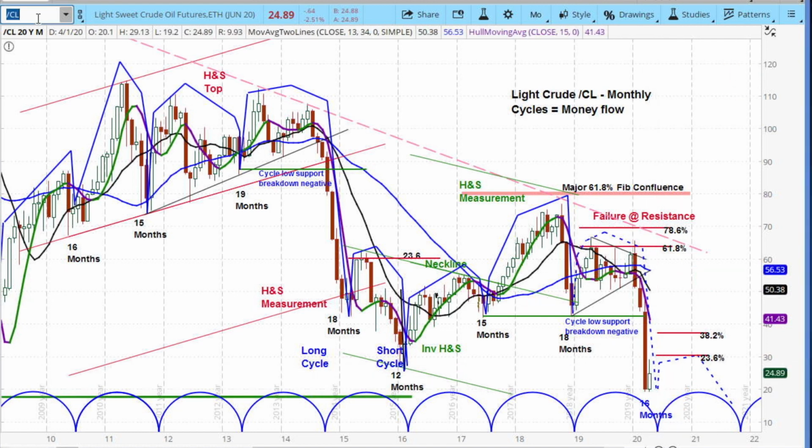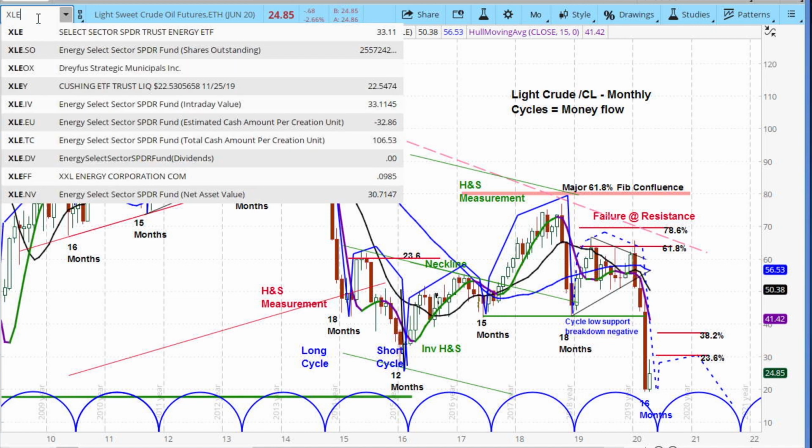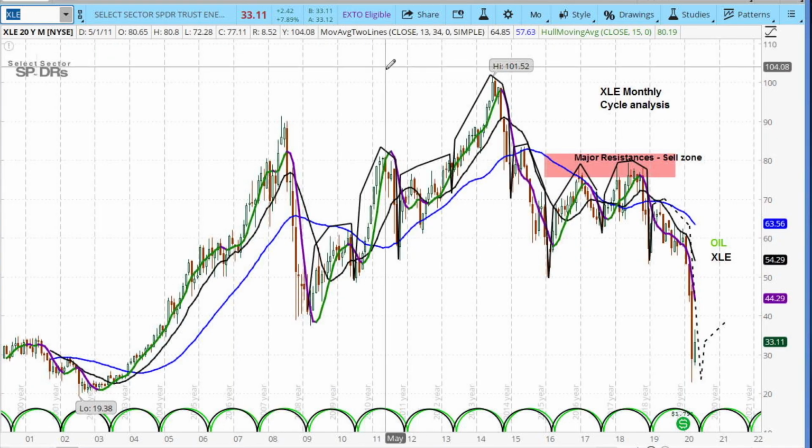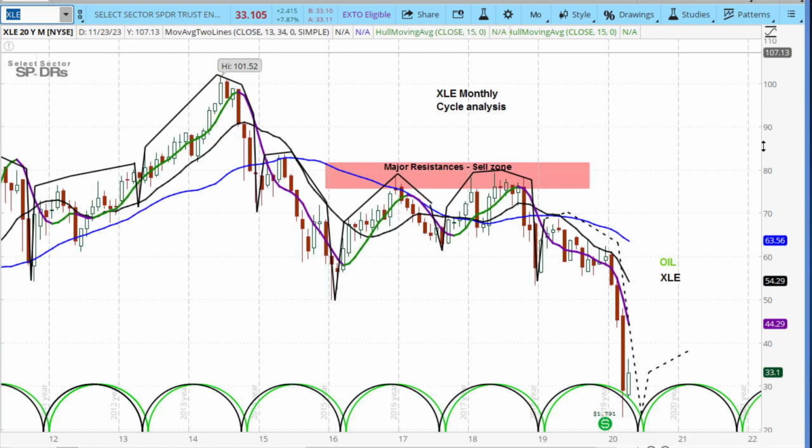So that's a look at the monthly in oil. Remember, this is investor pulse, so we're talking about when it's probably the right time and how you will know to invest in energy and energy stocks. I'm going to move over to the XLE, which is the energy stocks, and show you a very similar picture in the cycle rhythms.